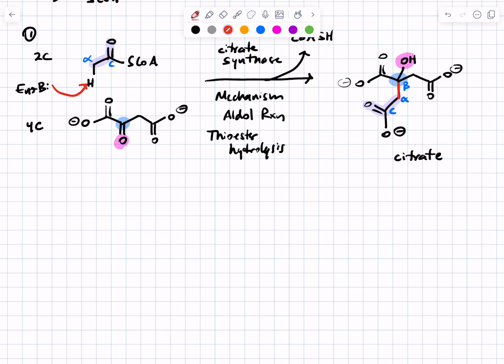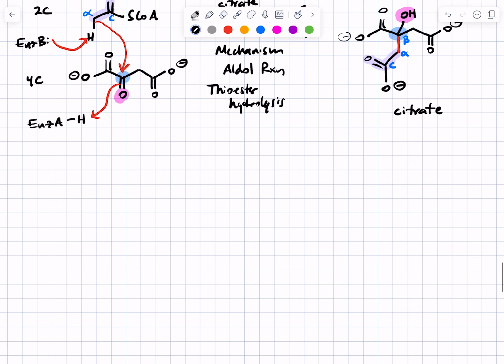Now in a regular aldol reaction, we would draw the enolate as an intermediate. Instead, we're just going to show it attacking directly on the carbonyl carbon, and we'll show the resulting tetrahedral intermediate getting protonated by the enzyme all in the same step. So that's going to generate your intermediate.